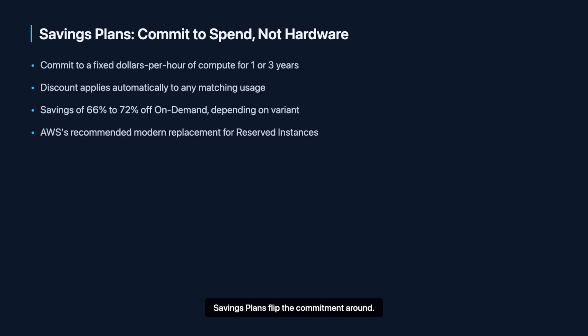Savings plans flip the commitment around. Instead of committing to a specific instance, you commit to spending a fixed number of dollars per hour on compute for 1 or 3 years. Amazon Web Services then automatically applies the discount to any matching usage in your account, up to that hourly amount. Savings plans can save up to 66 to 72% off on demand, depending on which variant you choose, comparable to reserved instances. Amazon Web Services now recommends savings plans as the modern way to commit, because committing to spend is far more flexible than committing to specific hardware.